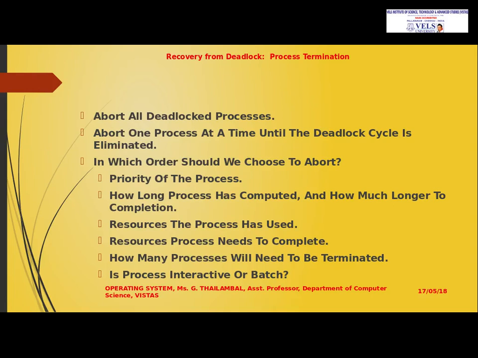Abort one process at a time until the cycle is eliminated. That means the OS will abort one process from the system, and again it will check for deadlock with the help of the deadlock detection algorithm.